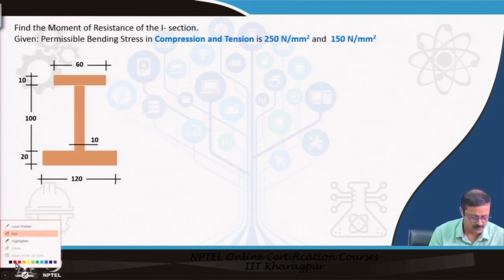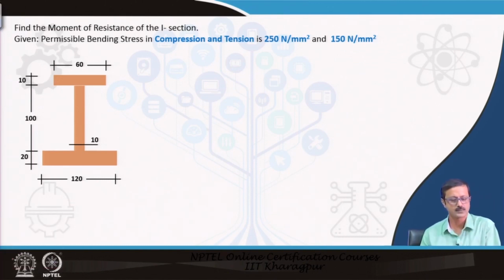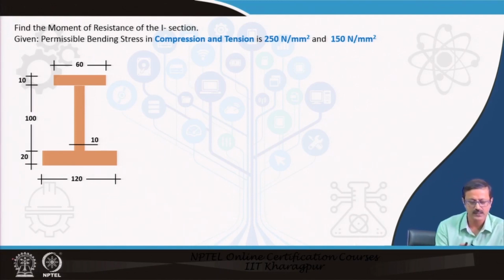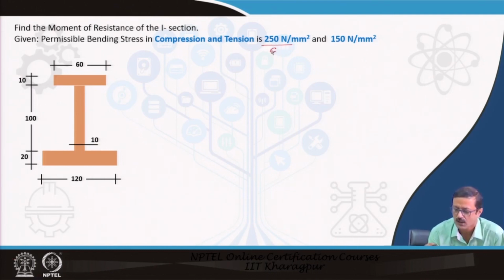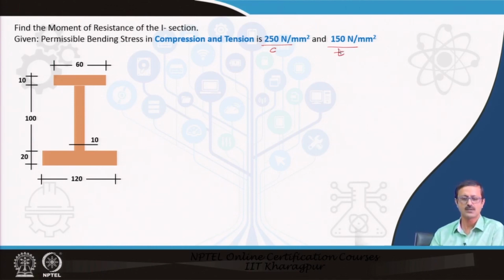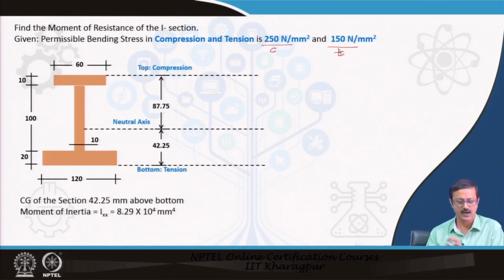Okay. So, next we will see another problem. This particular I section is asymmetrical, because this is 120 by 20 and the top one is 60 by 10, and the permissible bending stress in compression and tension is not equal. In compression it is 250 and in tension it is 150, a little less. Now, how much is the bending moment of resistance of this I section, how much bending moment can I actually load on this particular beam? So, I found out the CG and all.